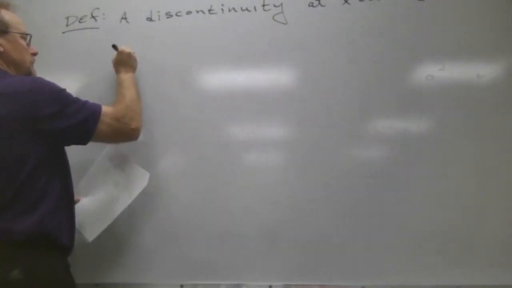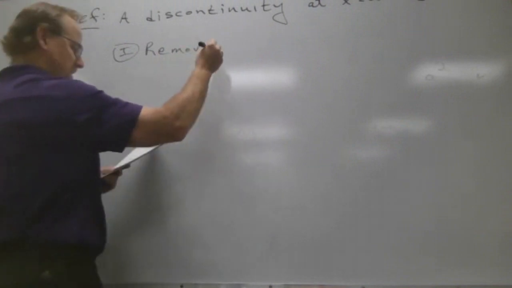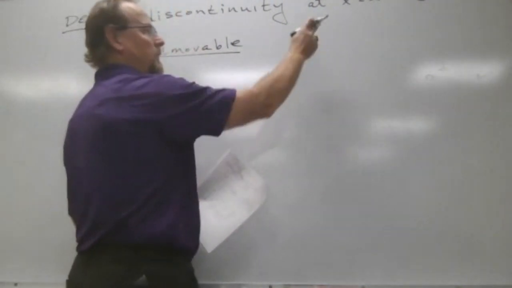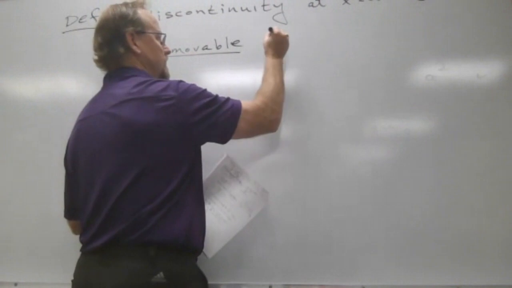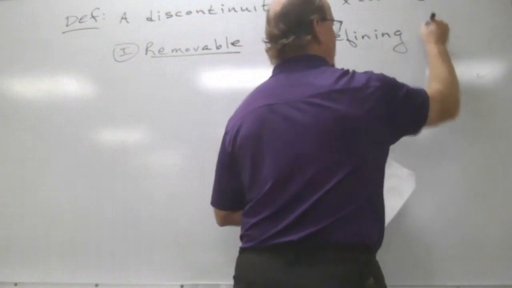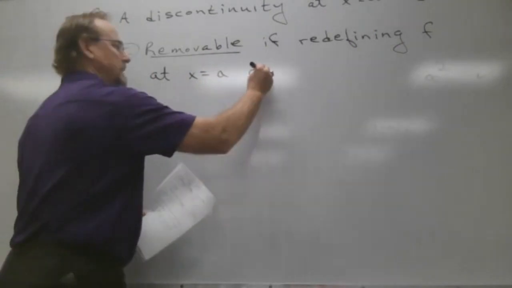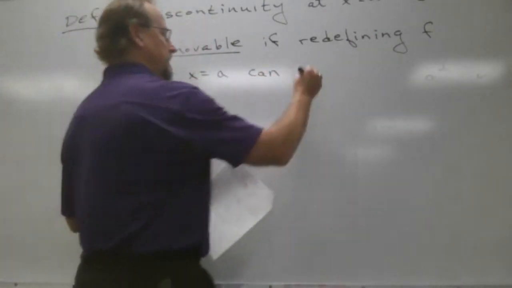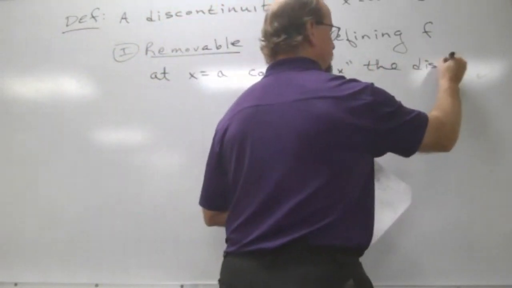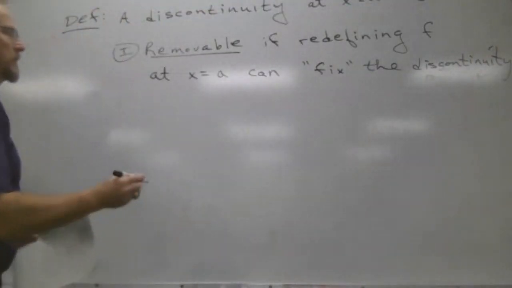The first one is going to be removable if we can fix it. So removable if redefining f at x equals a can fix or remove the discontinuity. We'll look at an example of that. All right, so that would be called removable.